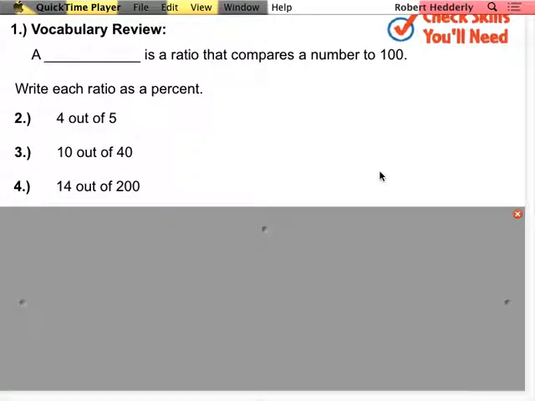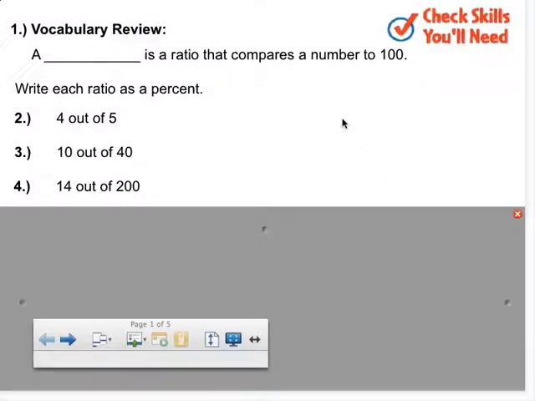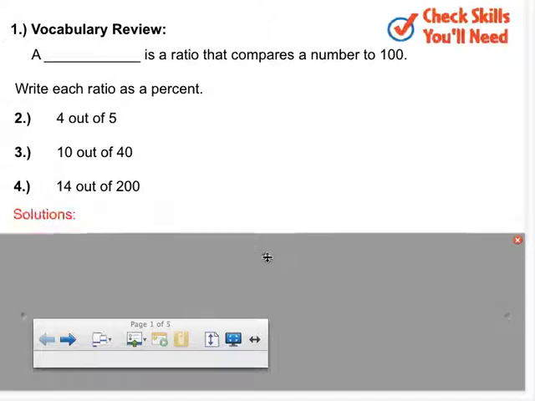Okay, this is Unit 5, Lesson 5, second semester, 7th grade math. Vocabulary review. A blank is a ratio that compares a number to 100. Who can answer that question? Miranda. A percent. Remember, per 100? Percent, per 100. A percent is a ratio that compares a number to 100.